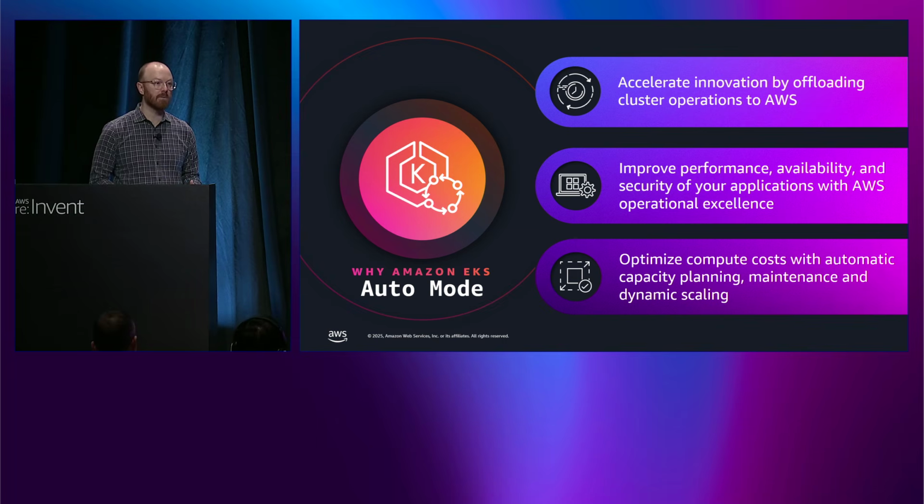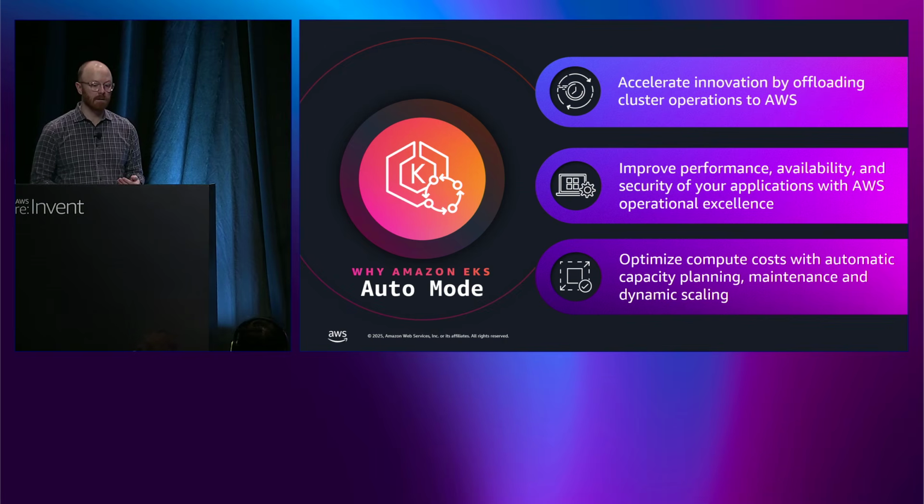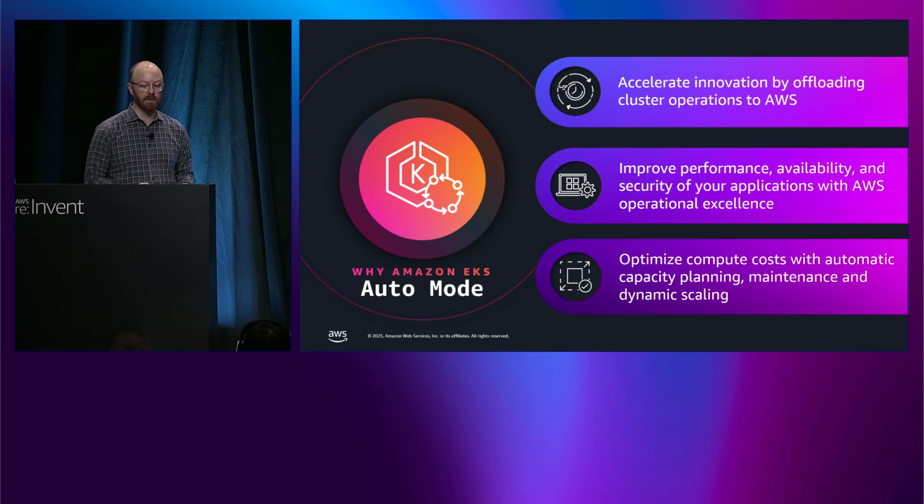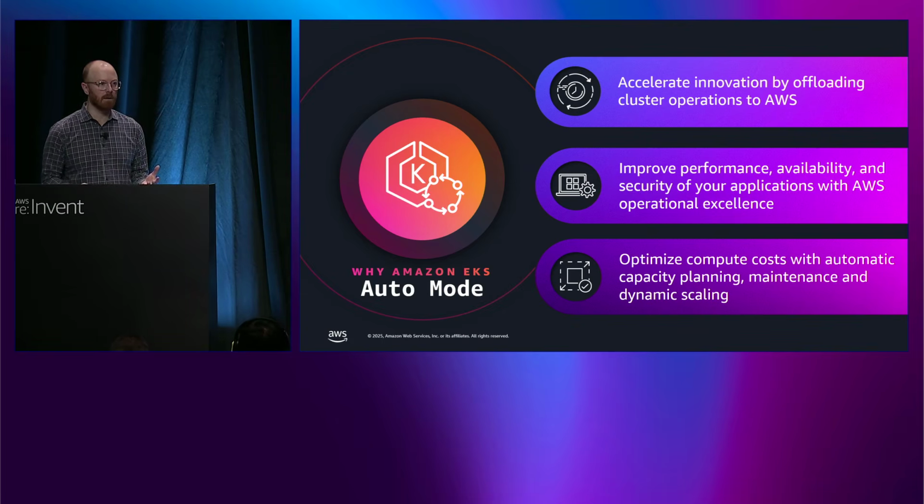Auto Mode helps improve your application's availability as well. By managing the infrastructure where your applications are running, you're better able to meet the needs of your users and organization. Finally, it does all of this while automatically optimizing for cost efficiency, both of the compute and your team's time. Reducing the operational overhead of running Kubernetes applications enables you to focus on, again, those things that are critical to your business.